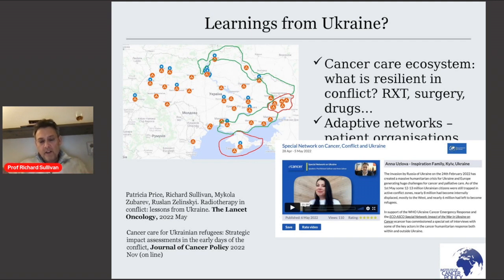What's also interesting is that some of the old school treatments, for instance, the Cobalt 60 machines they have there, are actually much more resilient in conflict settings than the modern Linacs. They can handle power outages and spikes far better than modern Linacs. The other learning we've had from Ukraine is adaptive networks. By far the fastest adaptation to the cancer problem has been the patient organizations who've been able to work with individual groups and units within Ukraine to move patients around to different centers in what is essentially a very kinetic, very difficult setting.